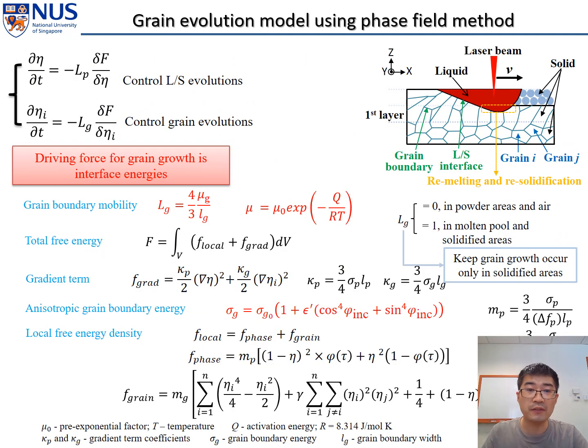So for the grain evolution model using the phase field method, these are the equations. What I want to highlight here is that the driving force for the grain growth is the interface energies. And you can see the grain boundary mobility is dependent on the temperature. And we also incorporate the anisotropic grain boundary energy. Another thing is we incorporate a nucleation model in this phase field model, but I will talk about this later.